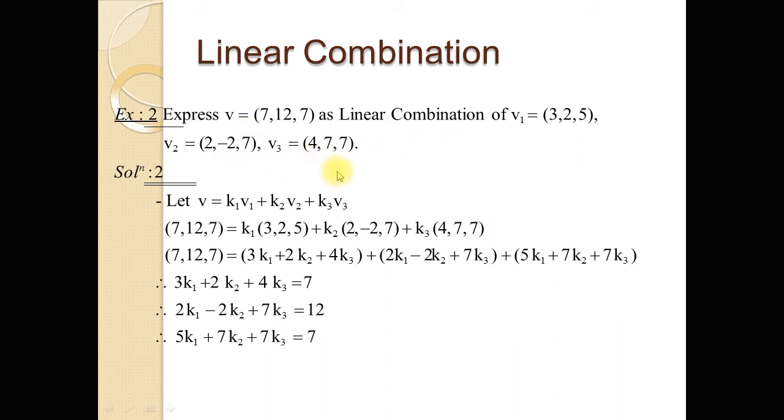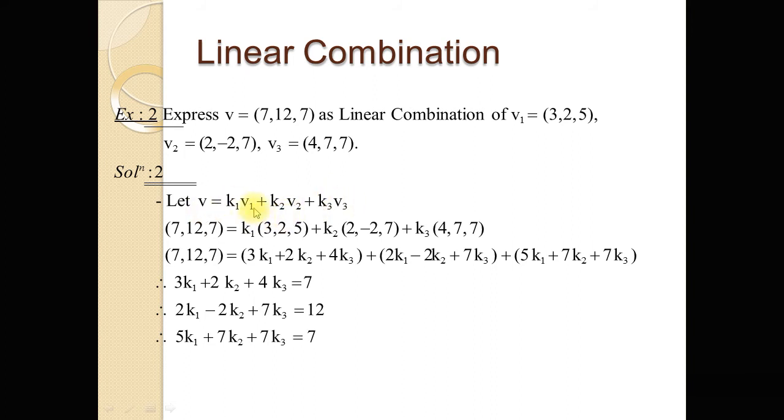So for the linear combination, this v will be a linear combination of v1, v2 and v3 if v is equal to k1 v1 plus k2 v2 plus k3 v3. So for the linear combination, there must exist scalars k1, k2 and k3 such that v is equal to k1 v1 plus k2 v2 plus k3 v3.